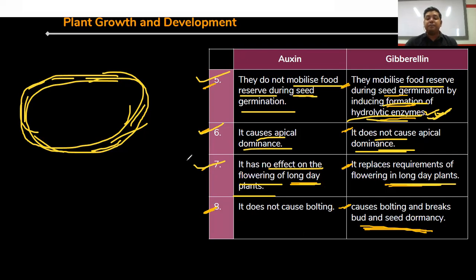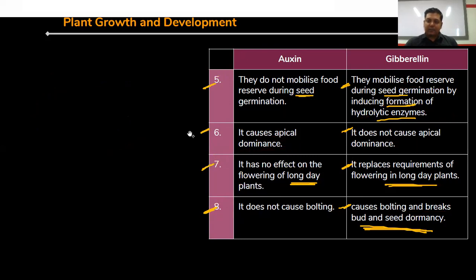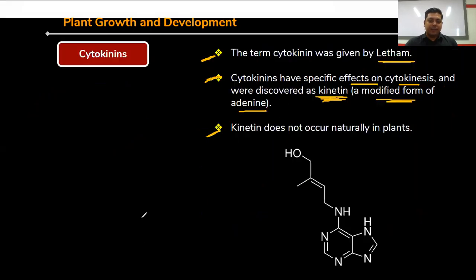auxin is not involved in the flowering process, and gibberellin is involved in the flowering process. Auxin does not cause bolting, and gibberellin causes bolting. Now, what is the meaning of bolting? In some rosette plants, for example cabbage and beets, the internodes mainly increase in length. This process is called bolting. Clear? So that's all about auxin and gibberellin.